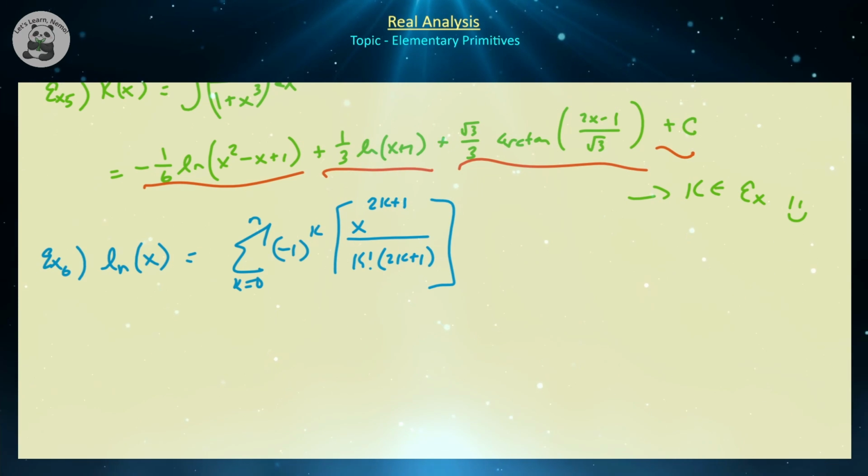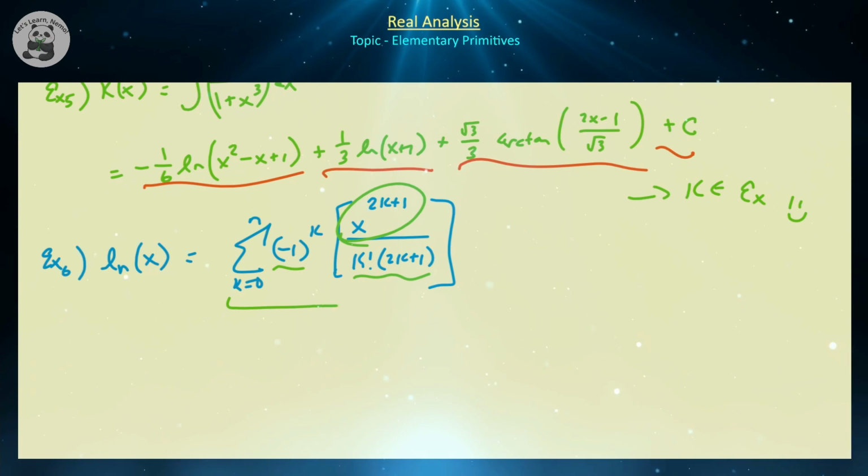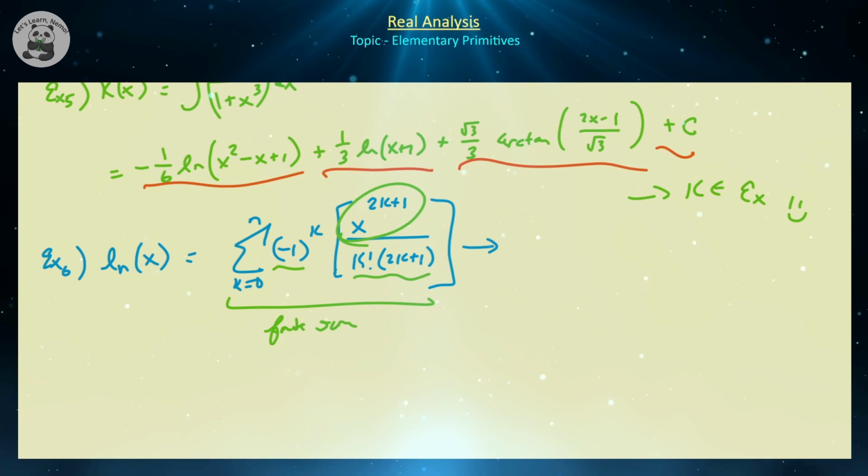So is this an elementary function? Well, what do we have here? Well, we have a monomial term with a bunch of constants sort of hanging around, and it's a finite sum of monomials. Since it's a finite sum of monomials with a bunch of constants around it, we have that the sequence l_n is an elementary function.